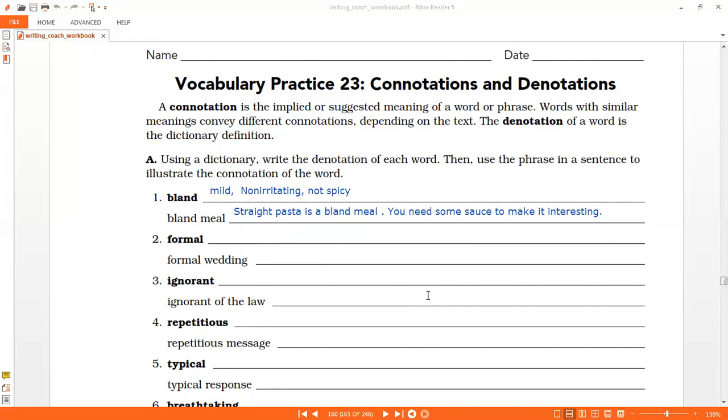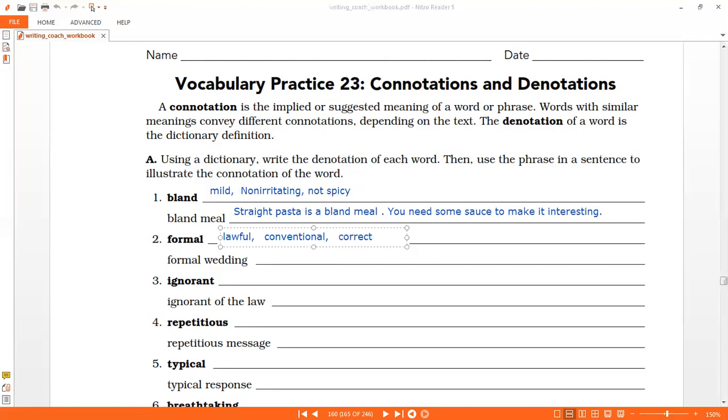The next one is formal. Formal is something which is very lawful, or something that is very conventional according to the norms. And you could also say something that is a very correct way of doing.